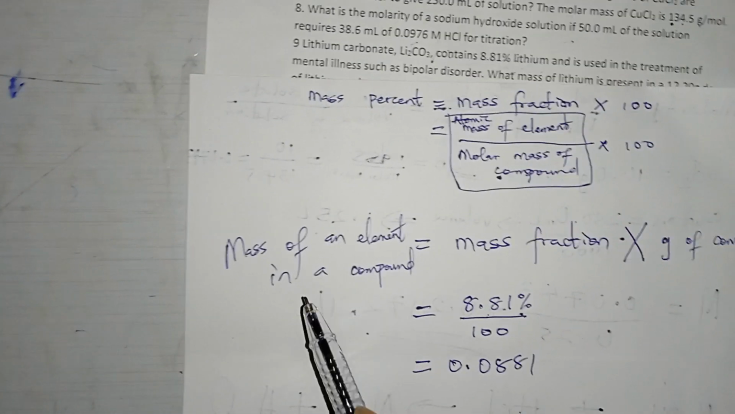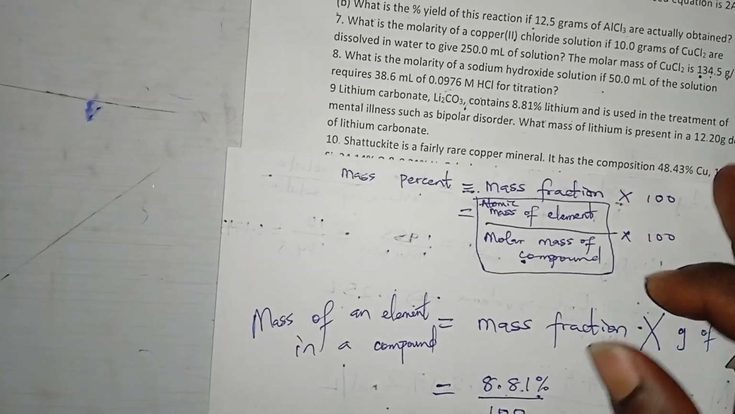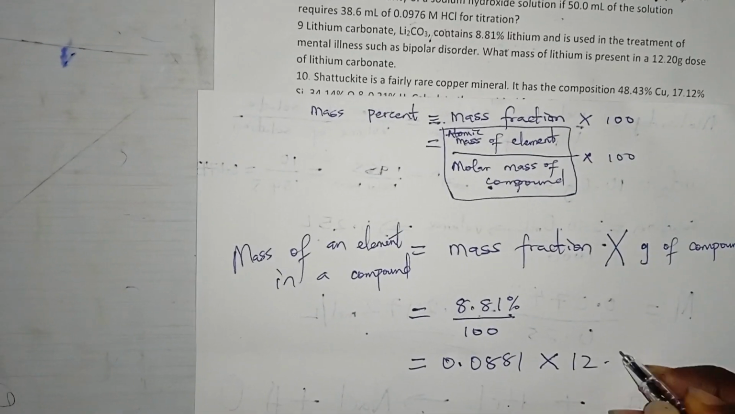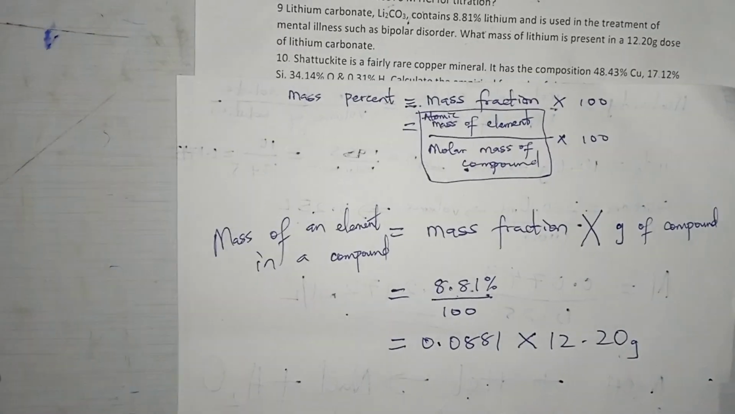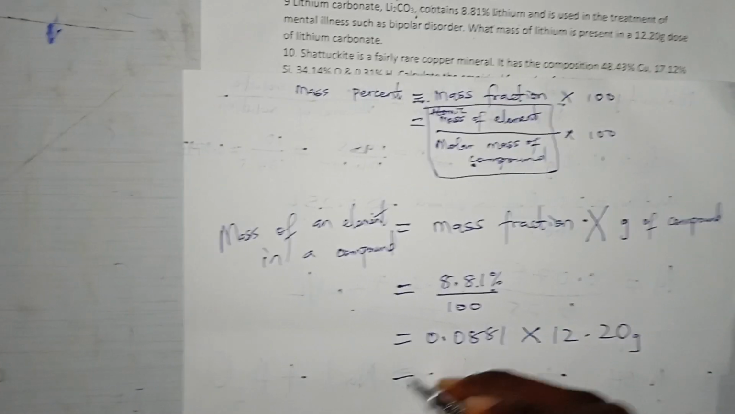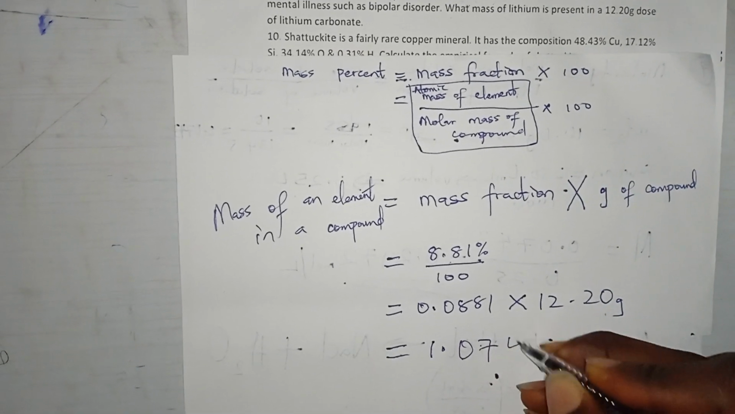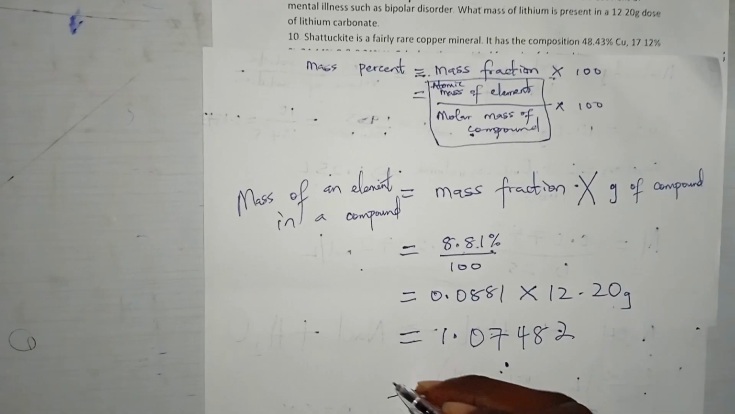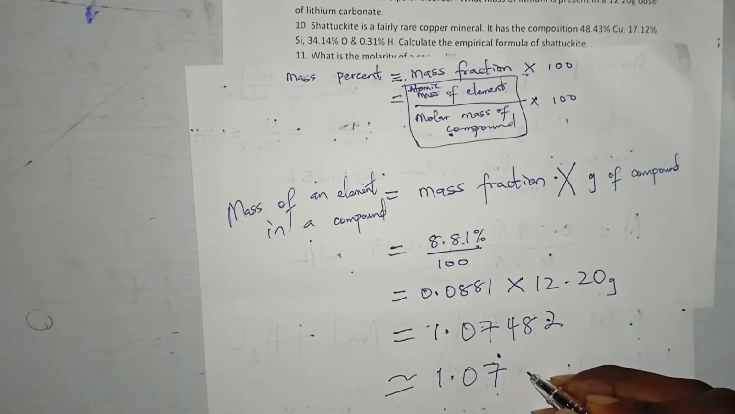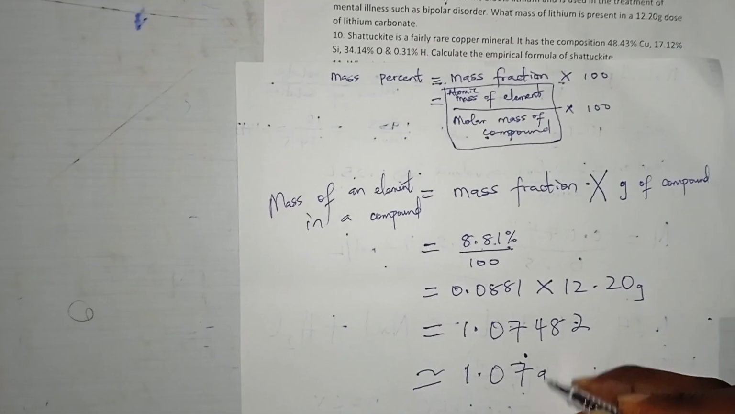So the mass of an element in a compound is simply mass fraction times the gram of the compound. They gave us 12.20 here, so simply do the mass fraction times 12.20 gram, so that you get 1.07482, approximately 1.07. So this is the mass of this element in this compound, in grams.